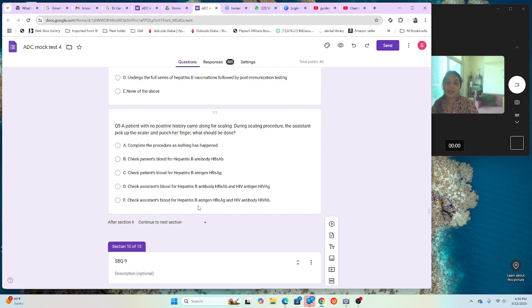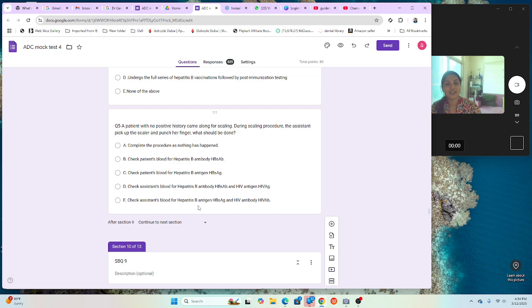Okay. Check assistant's blood for hepatitis B antibody and HIV antigen. My assistant is already having hepatitis B antibody. Checking for HIV antigen is a good idea, but if only that option alone was mentioned, I probably would have chosen it. But it's mentioned with antibody of hepatitis B, which is not what I'm looking for, so I'm not going to go with this option.